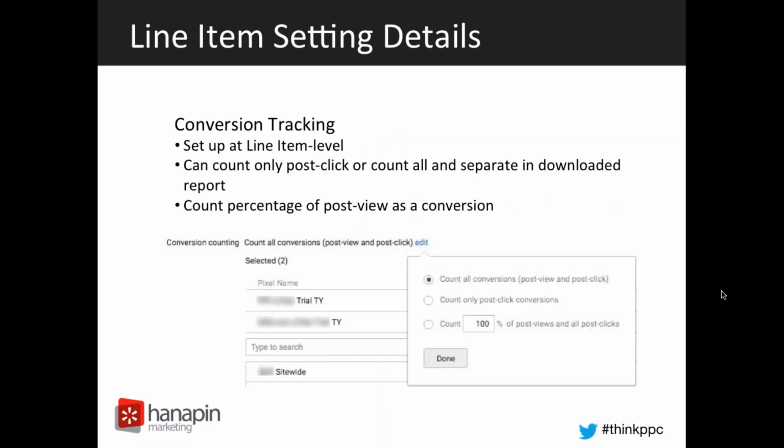And then one last detail about setting up your line items. Conversion tracking is at the line item level, and you choose the different pixels that you have in place to track your conversions. So here you can see you can either count all conversions, post-view and post-click. Count only post-click conversions, so if your client doesn't value post-view conversions as much, you can just click that option, or you can also count a specific percentage of post-views, and then post-clicks will always be counted.